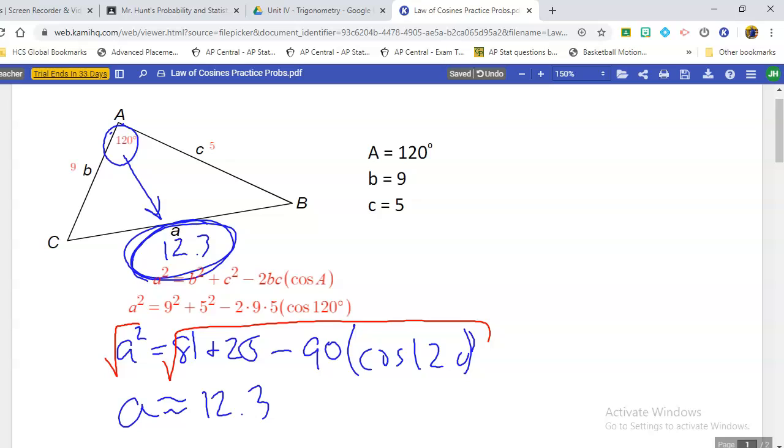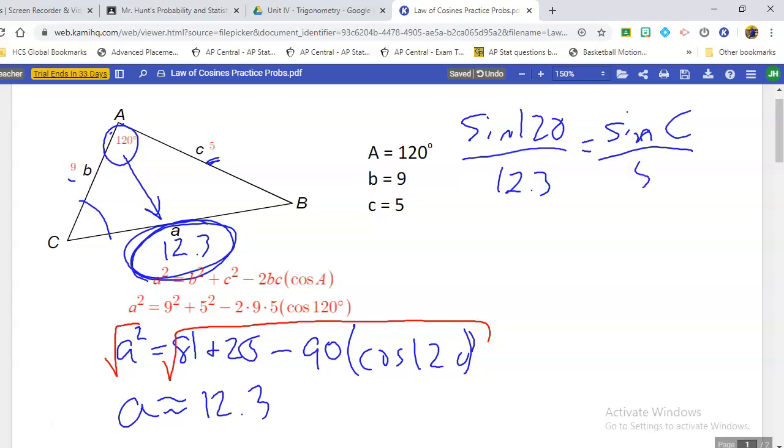Now, once we have that, we're ready to go with the law of sines. I can just set that up and say sine of 120 over 12.3, and that is a ratio that I can apply to any relationship there. I'm going to work with the smaller angle, and since 5 is smaller than 9, I'm finding angle C first. So we'll find angle C, and we'll do that by saying sine of C over 5.